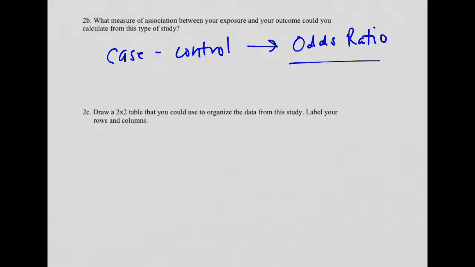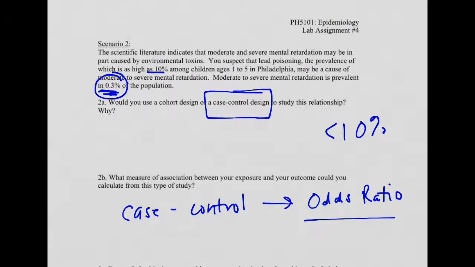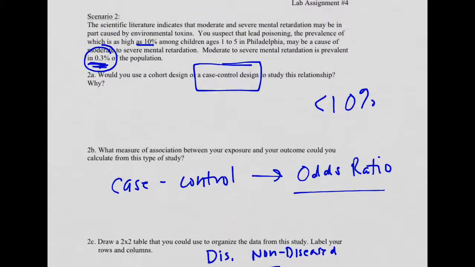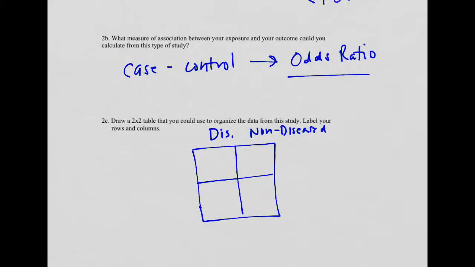And then the last question, so draw a 2x2 table that you would use to organize the data from this. So always for our case control studies, we have those who are diseased, in this case have mental retardation, and then non-diseased. So those would be the ones who don't have the mental retardation. And then our exposure status, let me just make sure to get the language right. So lead poisoning, you could either say this is lead poisoning or not.